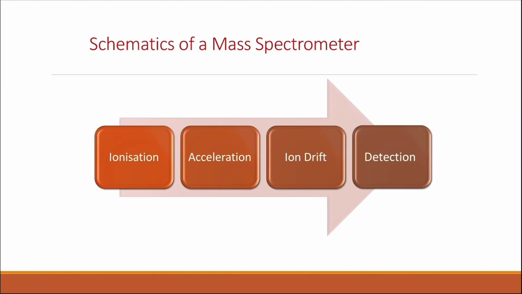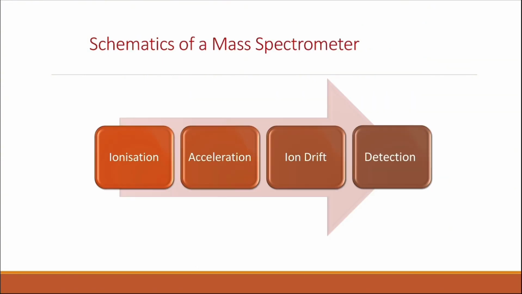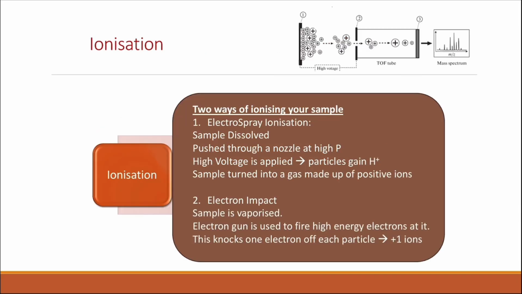Now moving on to talk about the mass spectrometer, which is a typical question in paper one. The mass spectrometer has four different stages. The most important stages that would come in the exam are the ionization stage and also the detection at the end. So we have four stages: acceleration, ionization, ion drift, and detection.